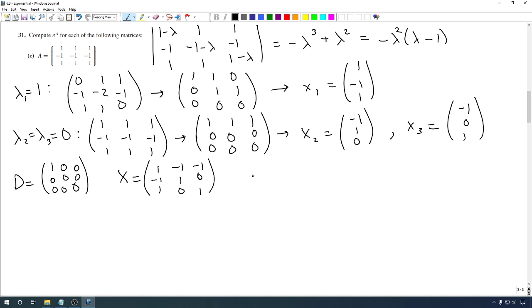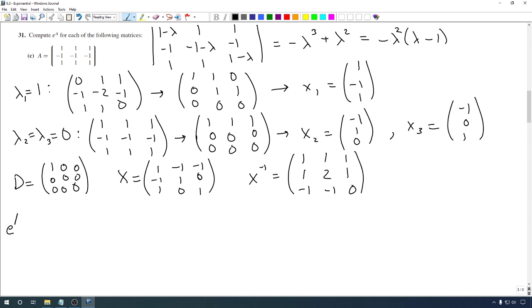Of course, we do need to find what X inverse is to actually do this. I'm just going to go ahead and write down the inverse. I'll let you figure out how to find it yourself. The first row will be 1, 1, 1. The second row will be 1, 2, 1. And our third row is -1, -1, 0.